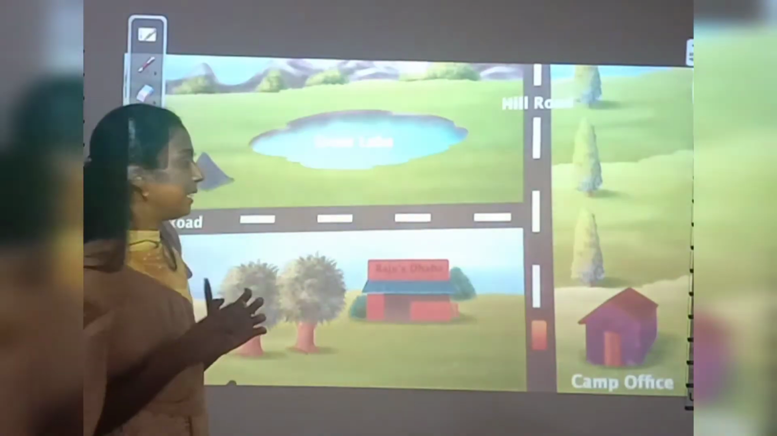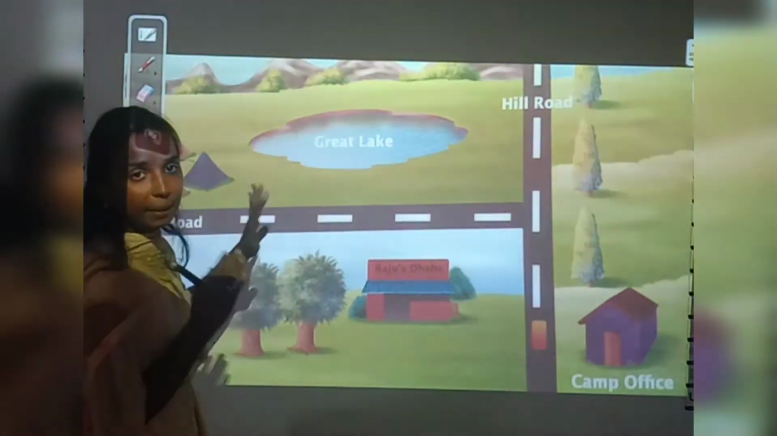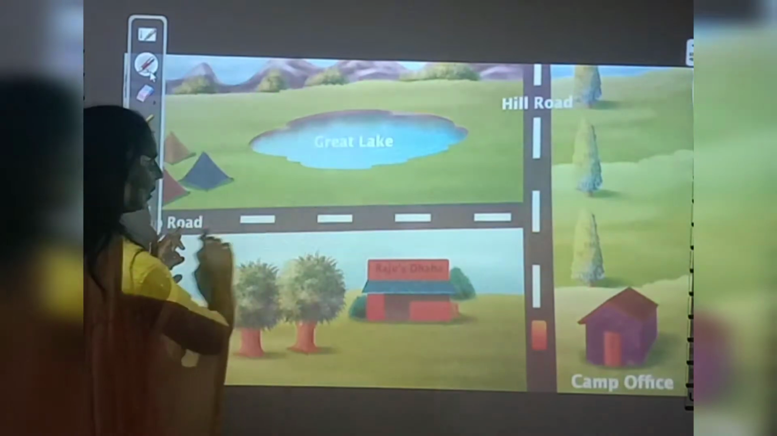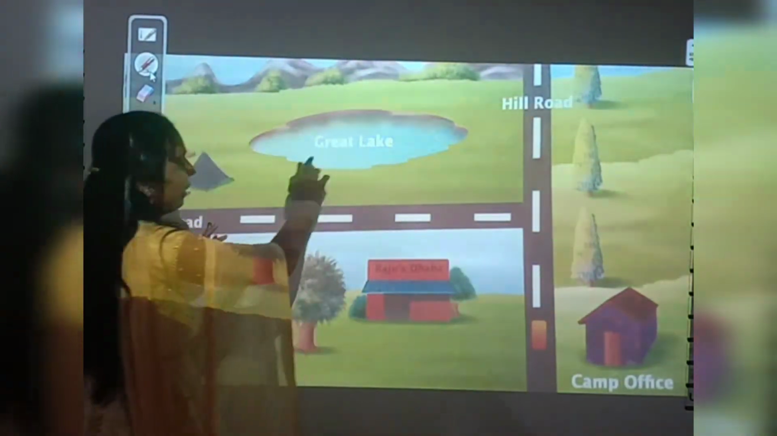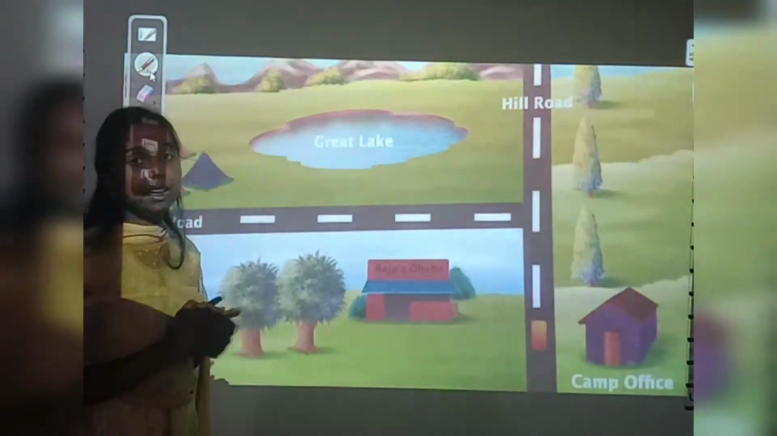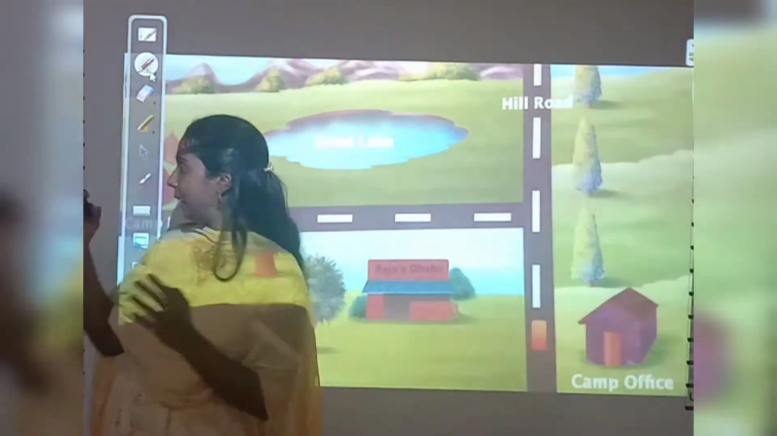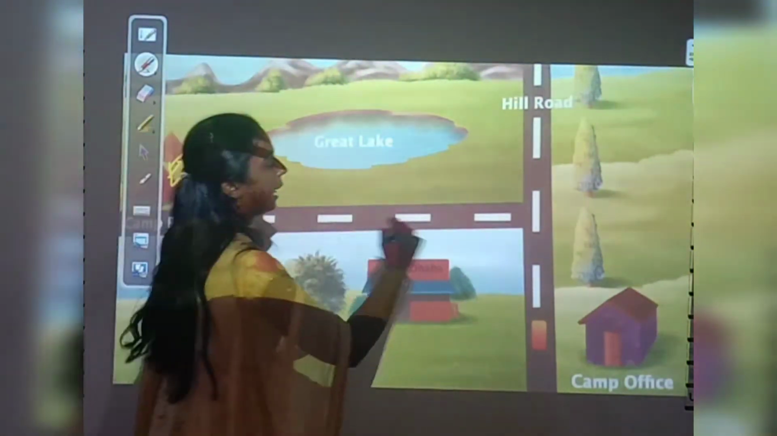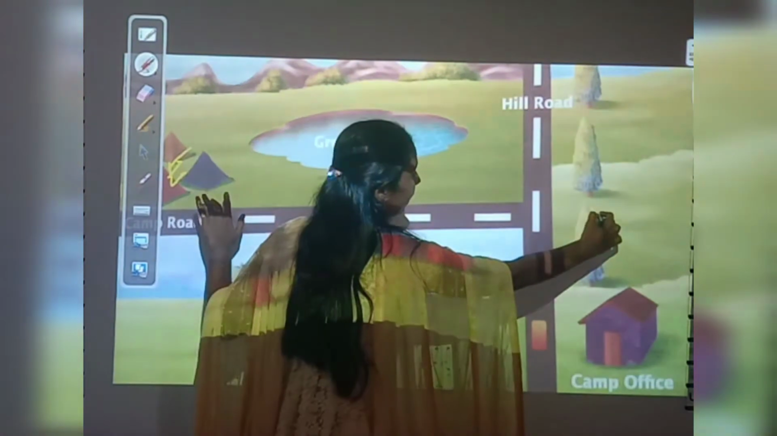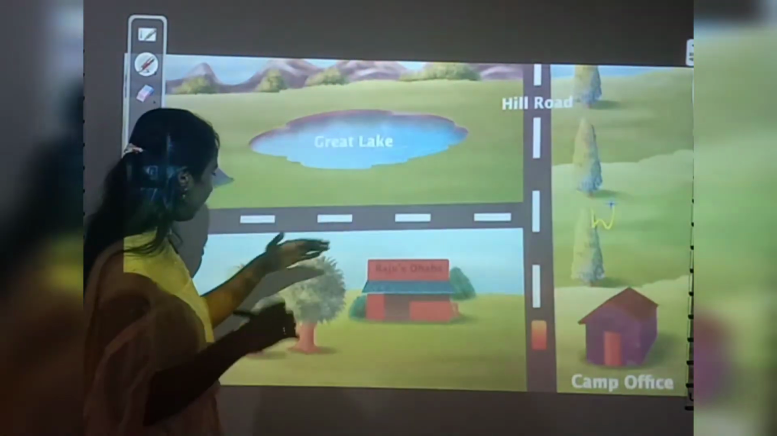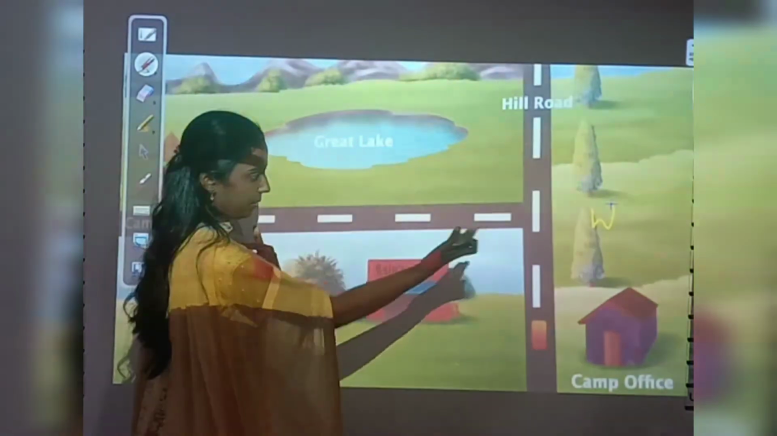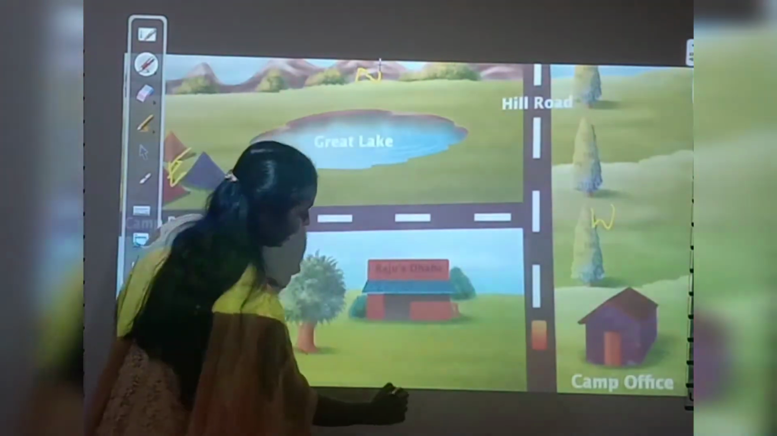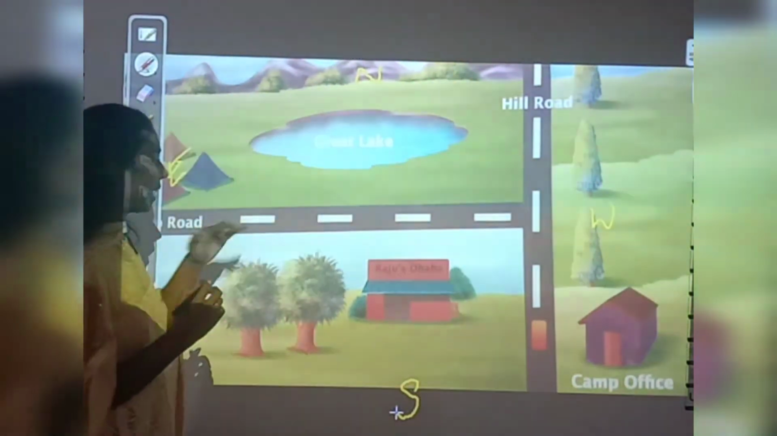Yes, now let us locate once again the same places with the help of these main directions. Say we know this is Camp Road, this is Hill Road, here we have Great Lake, and here we have Rajas Dabba, right? So now let us assume in the same way that this is our east side. If this is east, then here it will be west. If we are standing like this, my back side is east, front side is west, then which will be my left hand side? This one, right? So this direction will be north, and here it will be south, right?